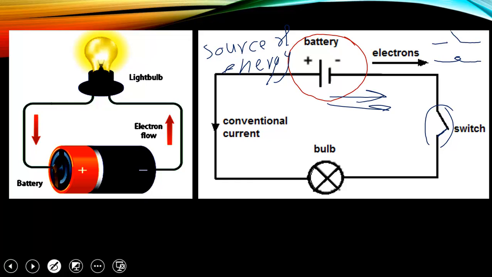Number 3, bulb, electric bulb or device. We can draw an electric bulb as the symbol of resistance, taking this symbol. It's called resistance. Resistance means any device that works by electricity. Any device inserted inside the electric circuit is called resistance.